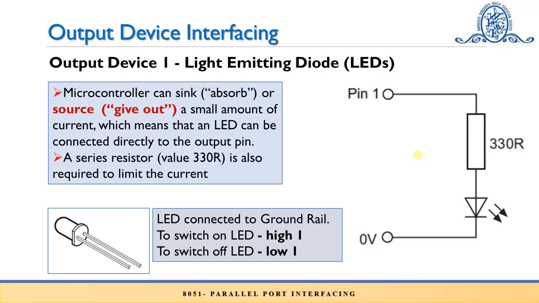Basically, we all know that the microcontroller can sink or source a small amount of current. Typically, 8051 can sink 1.6 milliamperes of current, and it can source 60 microamperes of current. That means the LED can be connected directly to the pin as the microcontroller is capable of either sourcing the current or sinking the current.